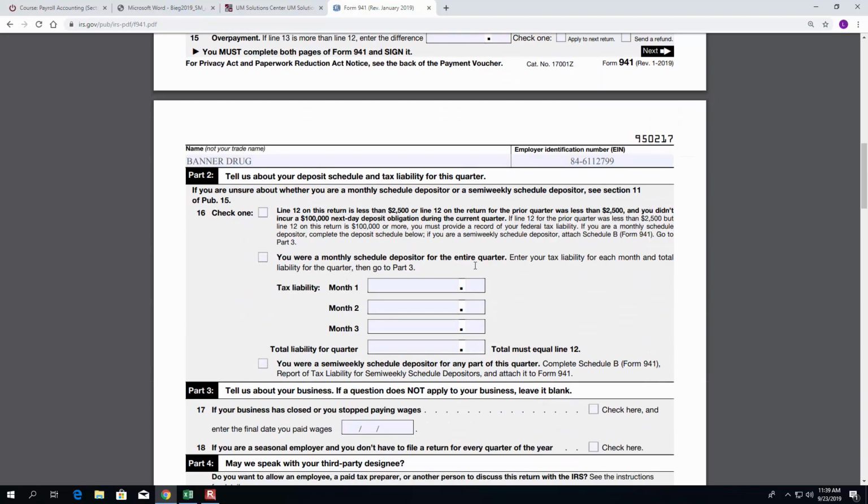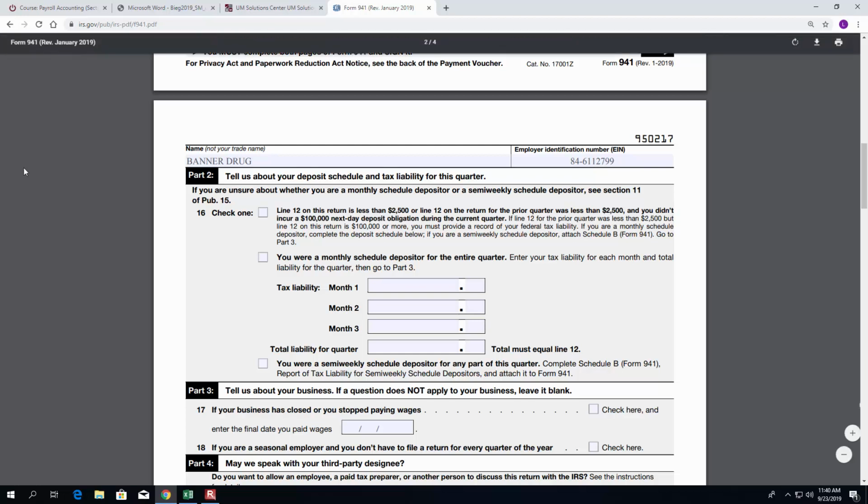You were a monthly depositor. Is that what I was? Yep, because I told you. And then it says, enter your tax liability for each month.